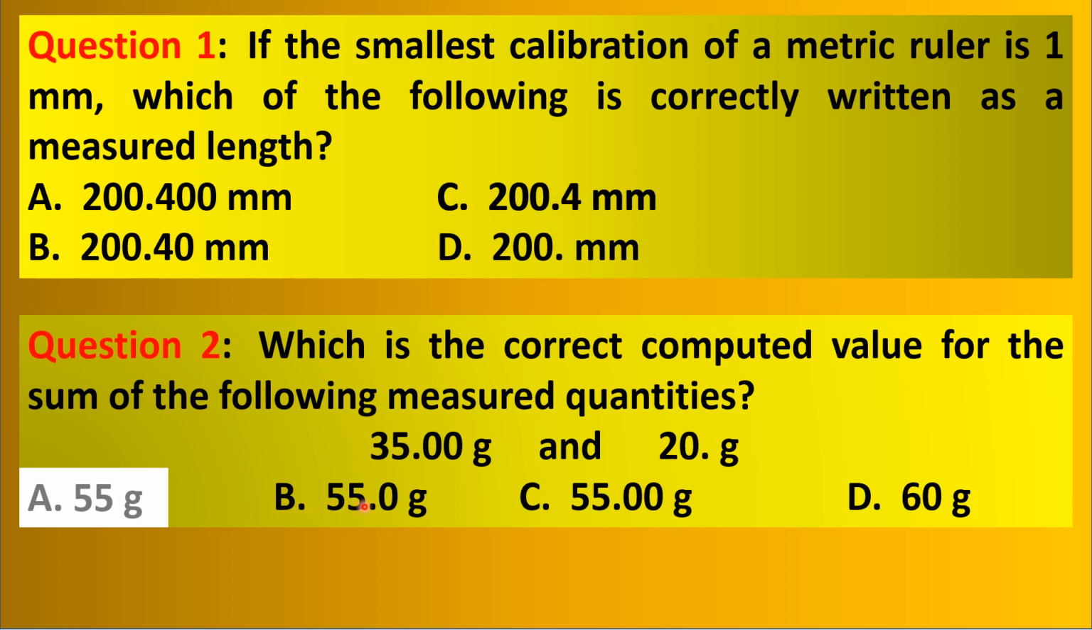All the others, like letter B, have 3. Letter C has 4 significant figures. And letter D only has 1 significant figure.